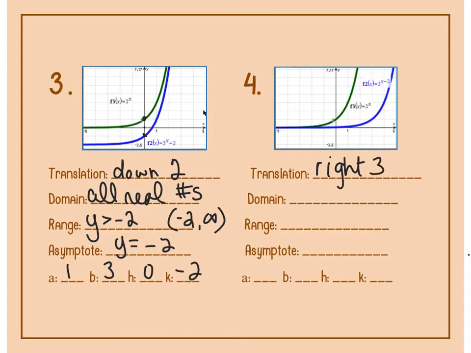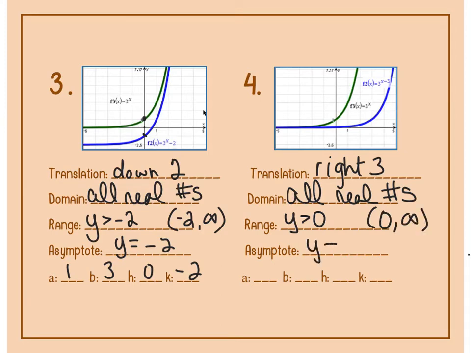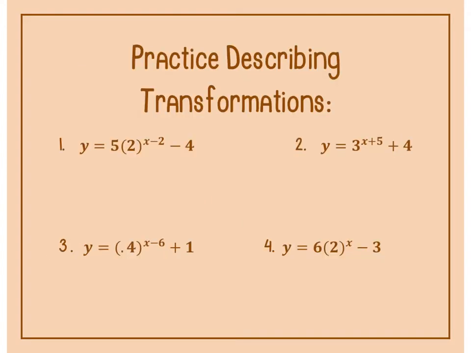Domain, all real numbers. My range is that lowest number it was going to be. The range is going to be from 0 to infinity, or we can say that y is greater than 0. So it goes from 0 to infinity because it's going up forever. The asymptote is y equals 0 because it's never going to cross it. A is 1, B is 3, H is a positive 3 because it always changes signs, and there is no K, so it's a 0.